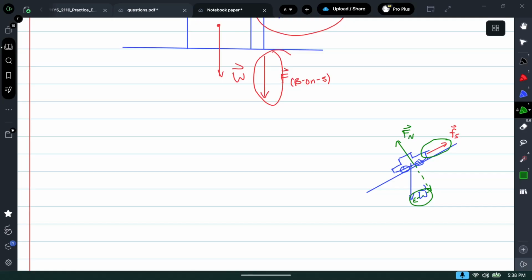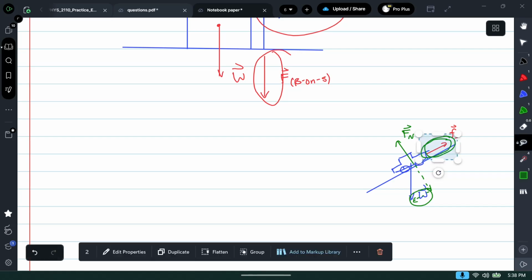So that's kind of inferring from the first law what's going on: the car is at rest, so forces must be balanced. But then knowing about forces tells you specifically which one is balancing out that part of the weight. It's the frictional force.